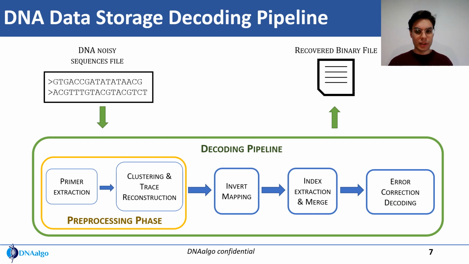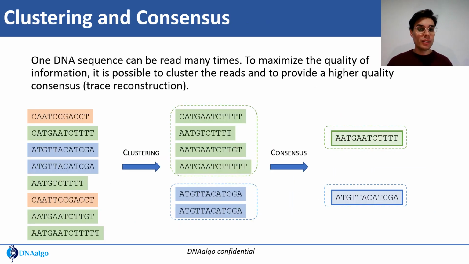You might see that in the slide there is one extra step that is called clustering and trace extraction. A DNA sequencing machine will read any given DNA sequence multiple times, and each observation might have unique errors. Here at DNA Algo, in order to maximize the quality of information passed to the decoder, we aggregate similar sequences according to the metric of edit distance. In this slide, you will see this task with the name of clustering.